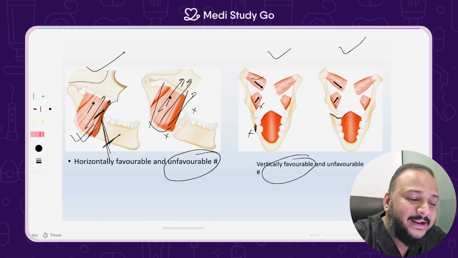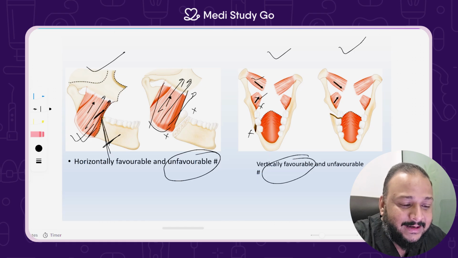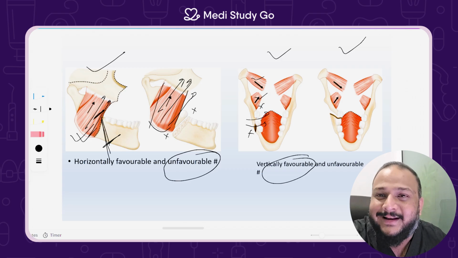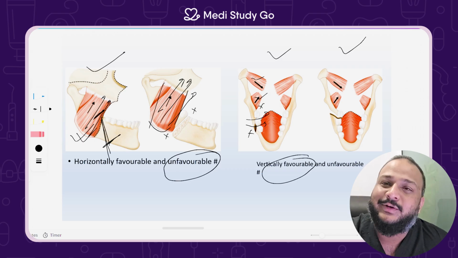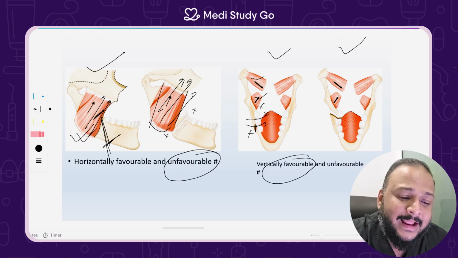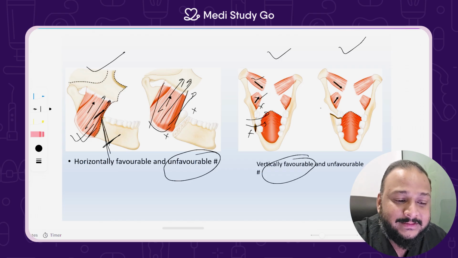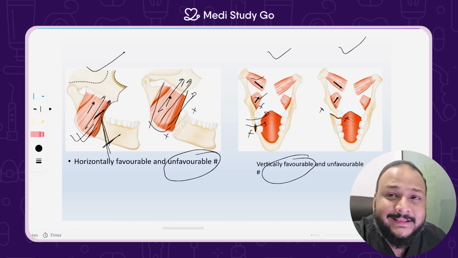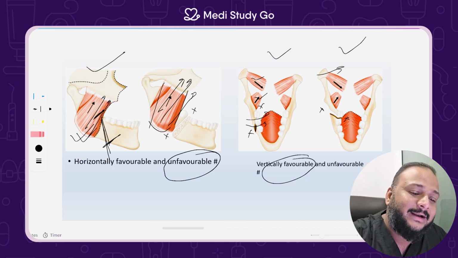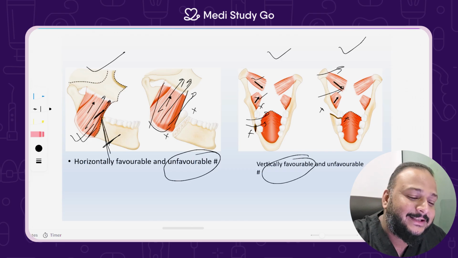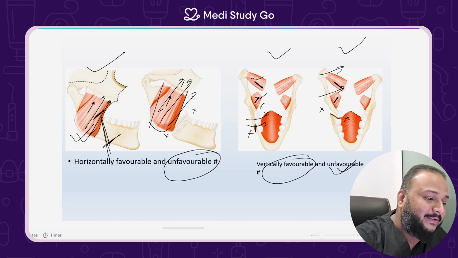Alright, so what does that tell you? The pull of the medial pterygoid and the lateral pterygoid muscle is going to stop the movements of the mandible because of the direction of the fracture line, and that is why this is called a vertically favorable fracture line. And if you see this diagram over here, the fracture line which runs posterior and buccal and comes anterior and lingual, in this case the pull of the medial pterygoid and lateral pterygoid is going to enable more movements, and that is why this is called a vertically unfavorable fracture of the angle.